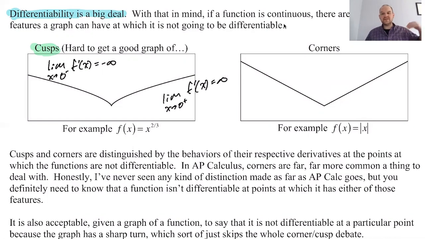It's when the slope from one side is going to -infinity and the slope from the other side is going to positive infinity, or you could switch them and go positive infinity, -infinity, whatever. That gives you a cusp.